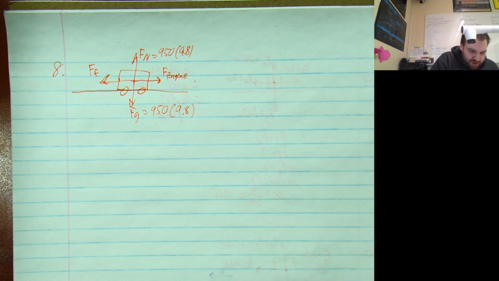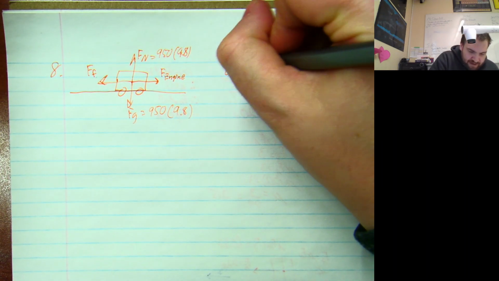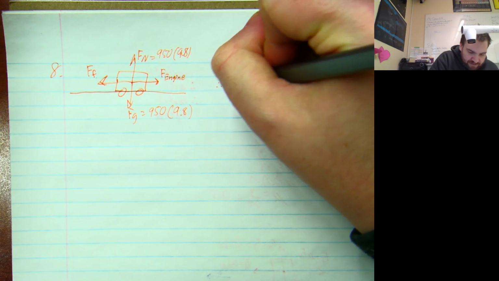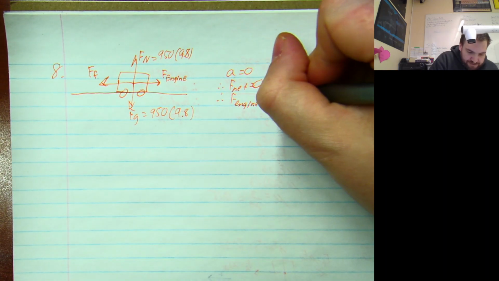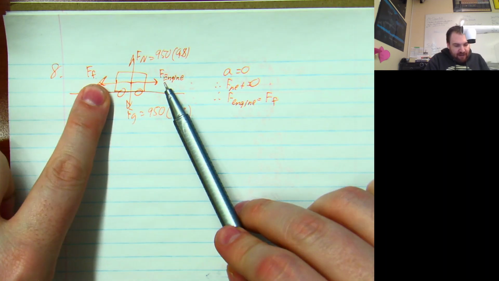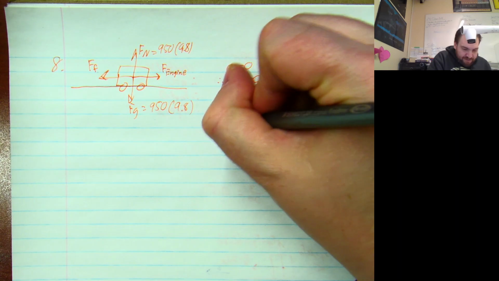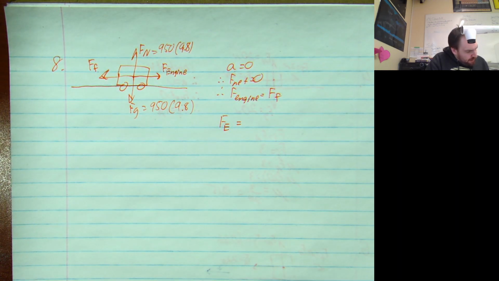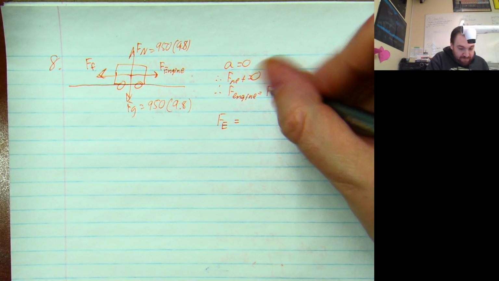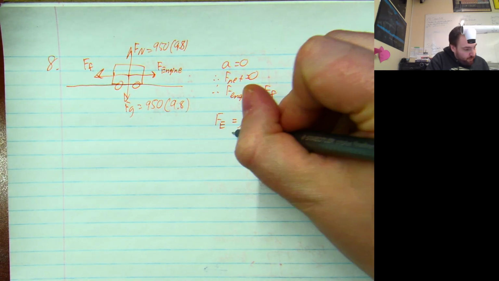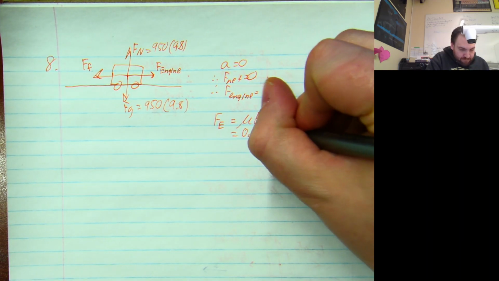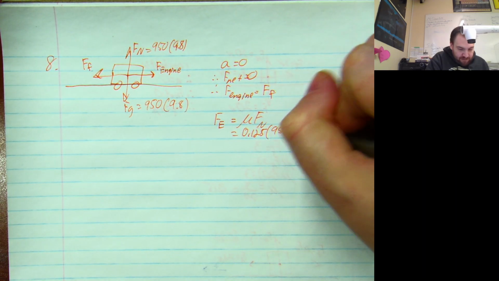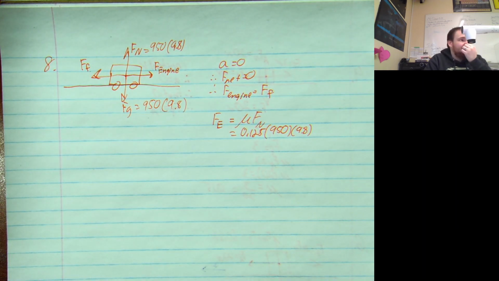So now, because this thing is constant v, a equals 0, therefore F net equals 0, therefore F engine equals force of friction. These have to be balanced. And F engine is what I want, which I'm just going to call F big E. So we are going to have force of friction is equal to mu Fn. We know mu. Mu is 0.125. Force of friction is 0.125 times 950 times 9.8, and we're done. Comments, questions, concerns about 8?